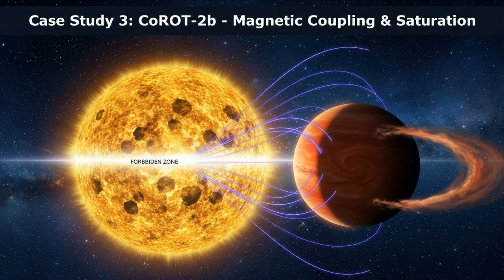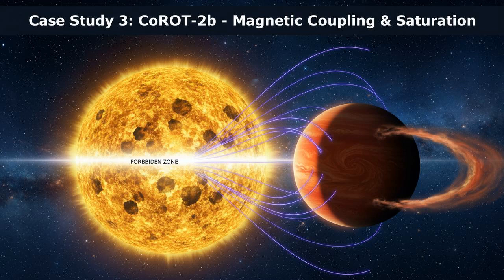The analysis suggested a magnetic coupling between the planet and the star, where the massive, close-in Jupiter might be altering the star's surface activity, potentially locking certain magnetic features to the planet's orbital phase.